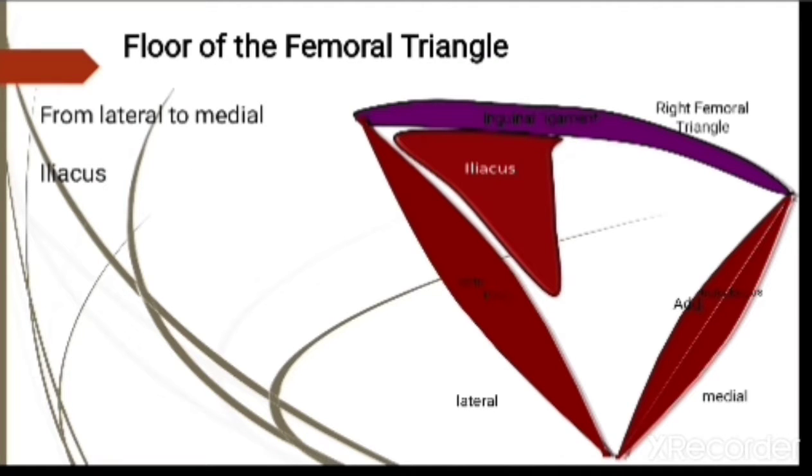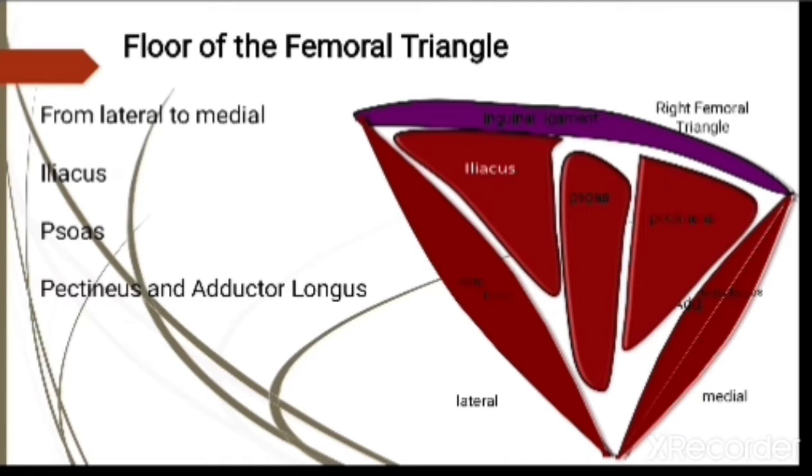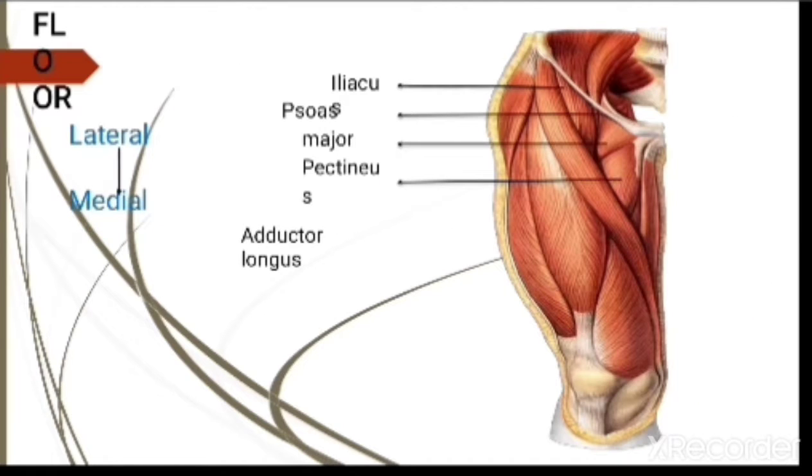Then come to the floor of the femoral triangle. From lateral to medial side, it is formed by the iliacus muscle, psoas major, pectineus and adductor longus muscle. So these four muscles form the floor of the femoral triangle. Here we can again see the muscles forming the floor of the femoral triangle from lateral to medial side: iliacus, psoas major, pectineus and adductor longus.